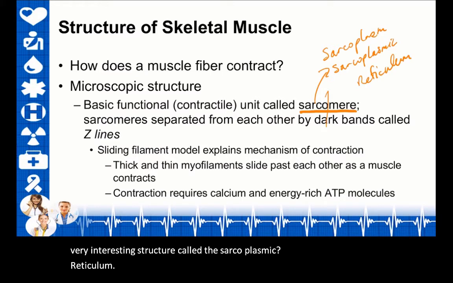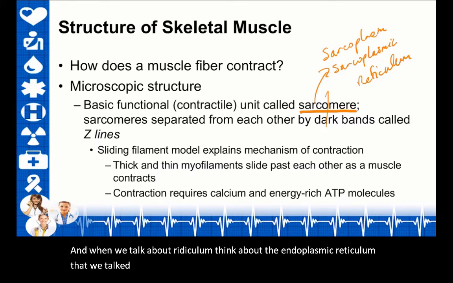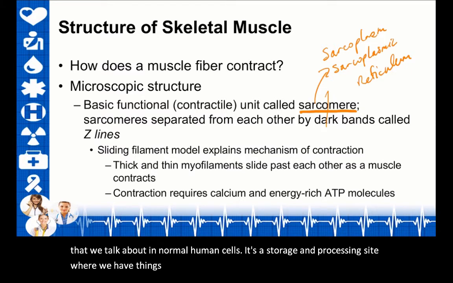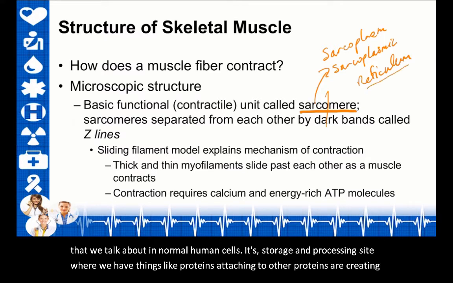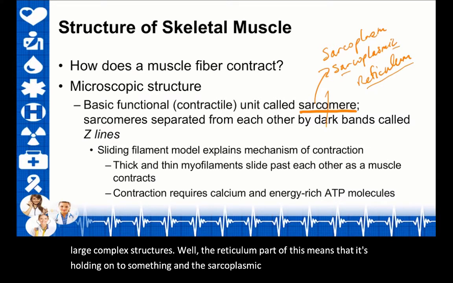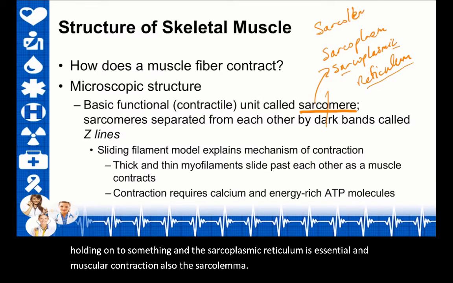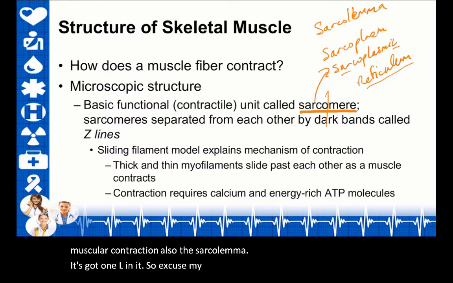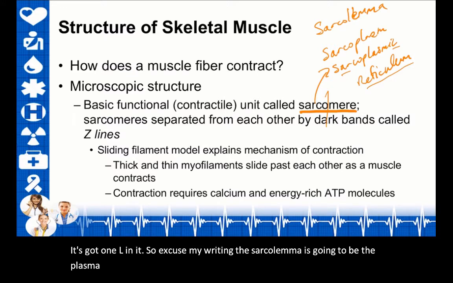And when we talk about reticulum, think about the endoplasmic reticulum that we talk about in normal human cells. It's a storage and processing site where we have things like proteins attaching to other proteins or creating large complex structures. Well, the reticulum part of this means that it's holding on to something, and the sarcoplasmic reticulum is essential in muscular contraction. Also, the sarcolemma, it's got one L in it, so excuse my writing. The sarcolemma is going to be the plasma membrane surrounding the muscle cell. All right, so we got the sarco stuff out of the way. Let's get a couple more terms.